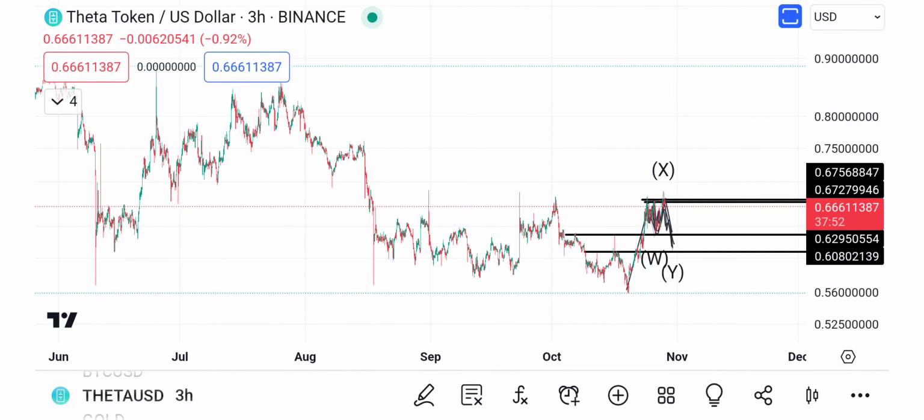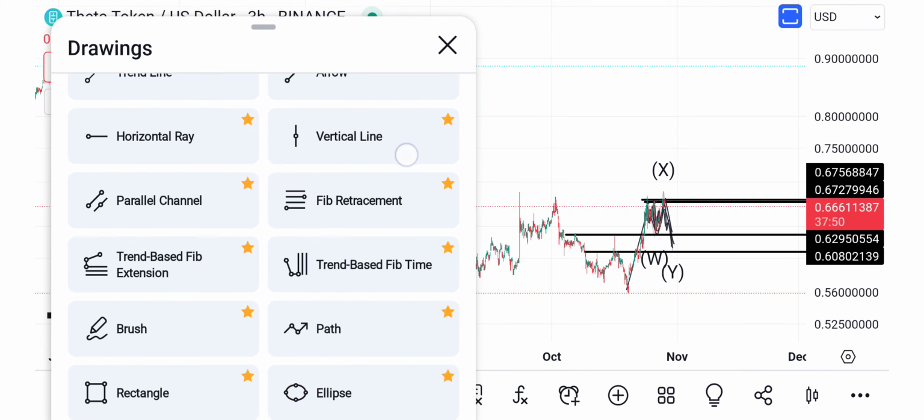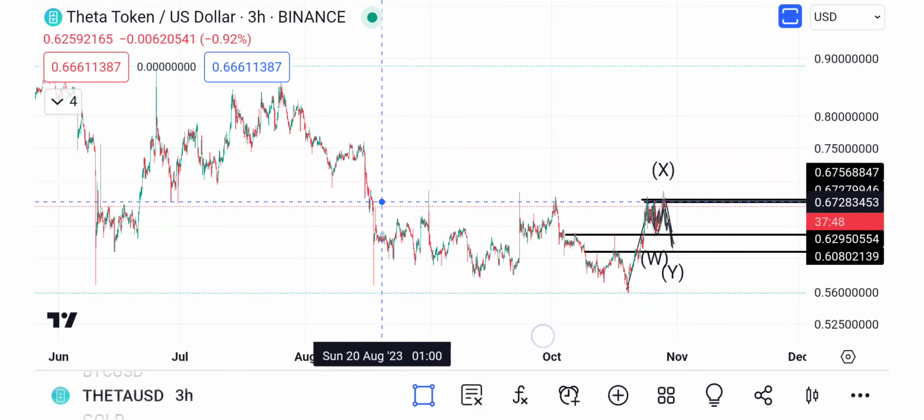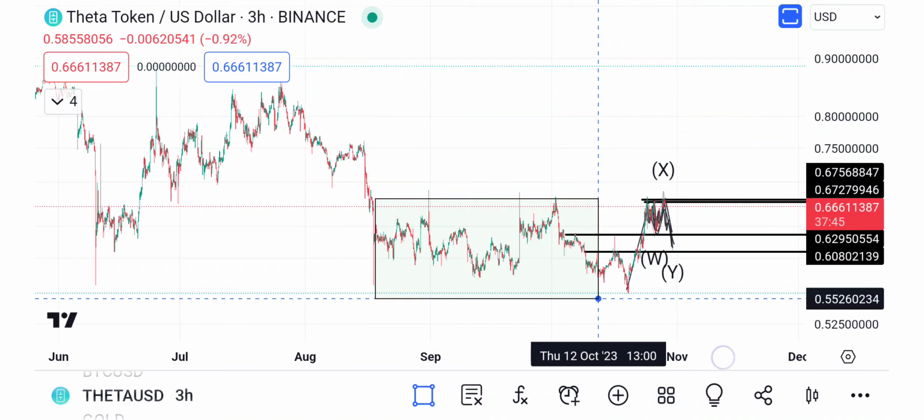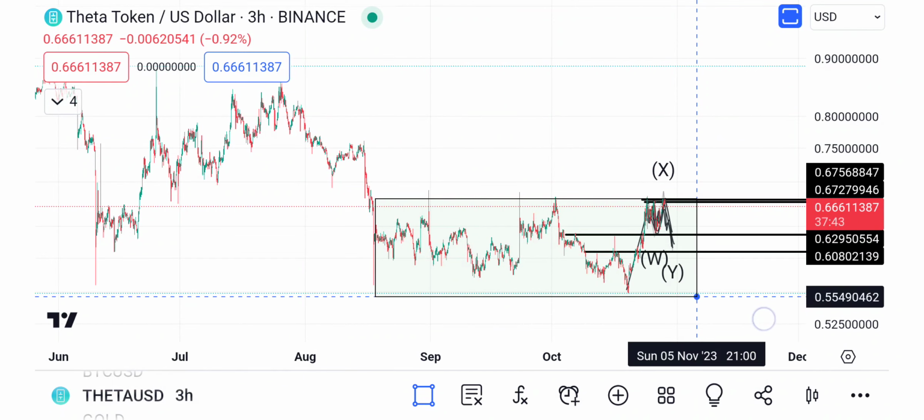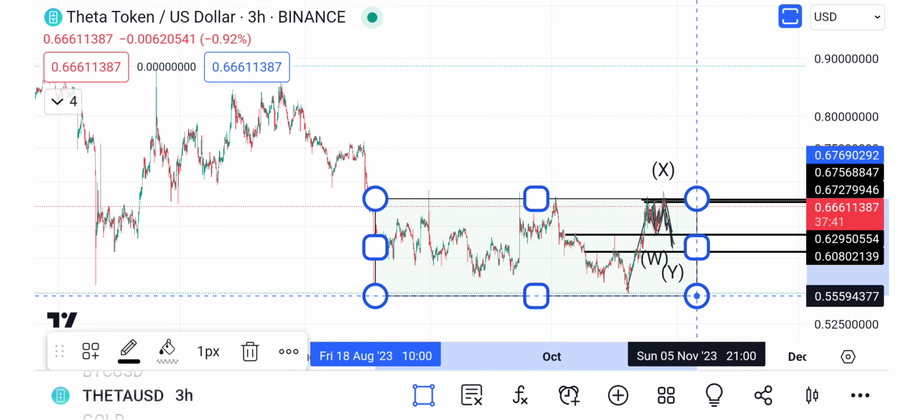So here we are, and here's the range we're in on the bigger time frame, right? On the bigger time frame. So we're still in this range. And like I said in the previous video, this to me looks like Wyckoff. We still want to break above it, right? Of the range and then continue on.